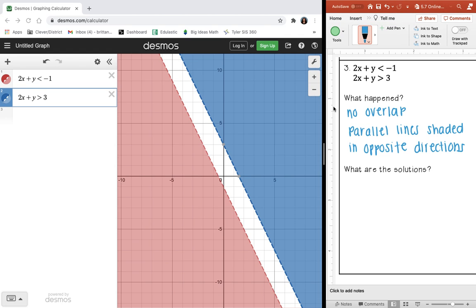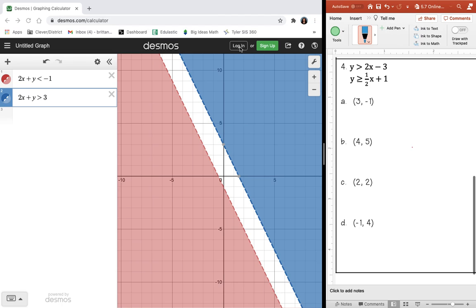So what you should have seen here is I have two parallel lines kind of similar to our last problem. However, the shadings go in opposite directions, so there is no overlap. And since my solutions are where the shadings overlap, since the shadings never overlap, whenever that happens, there's no solution. There is no ordered pair that if I plug it into these inequalities, that is true for both.